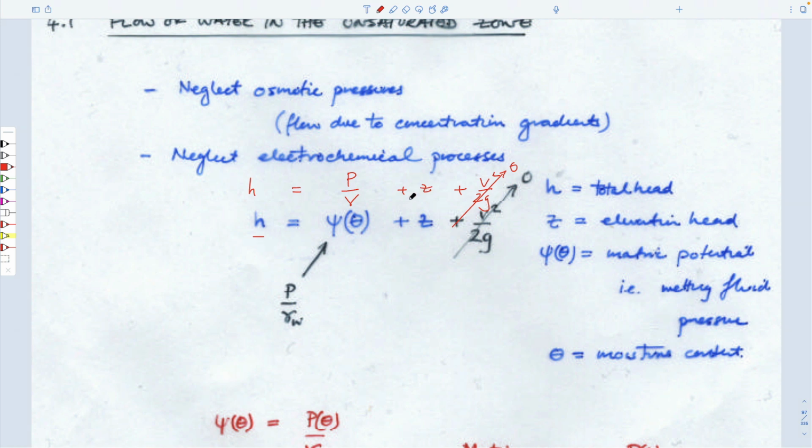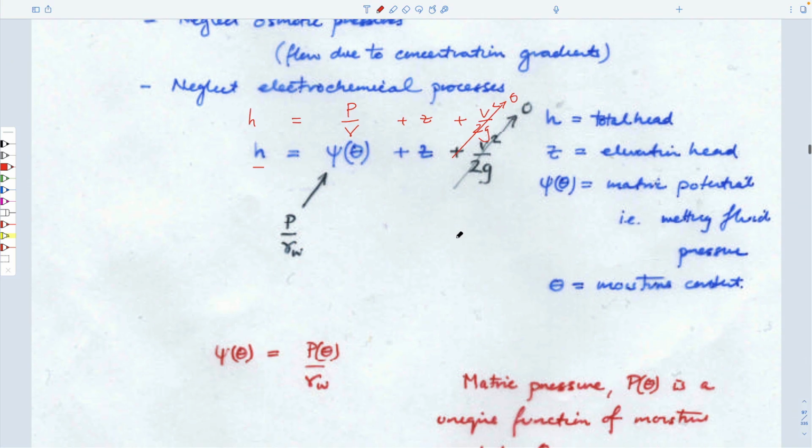Is the arrow pointing to a zero? I can't really... Is this pointing to a zero? Yeah, this term is zero for porous media. That's all I mean by that. And so we ignore it.